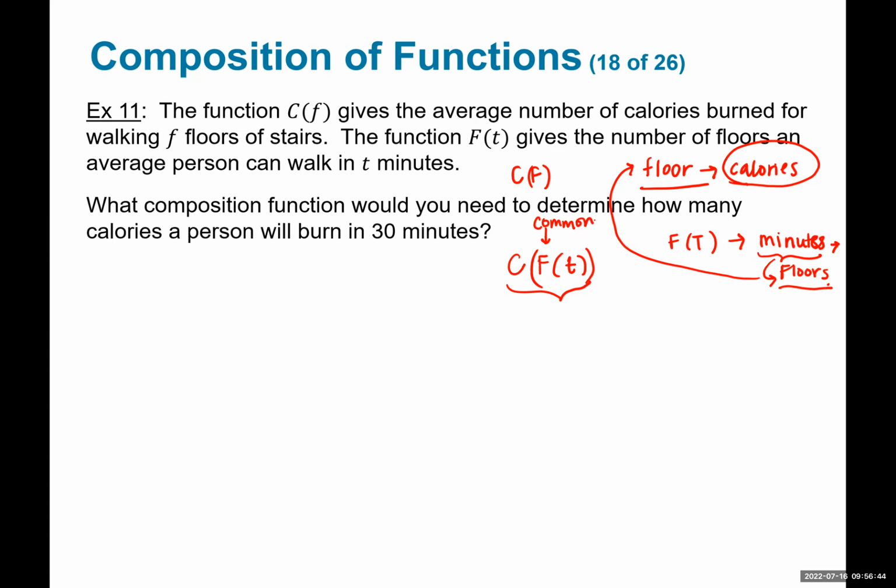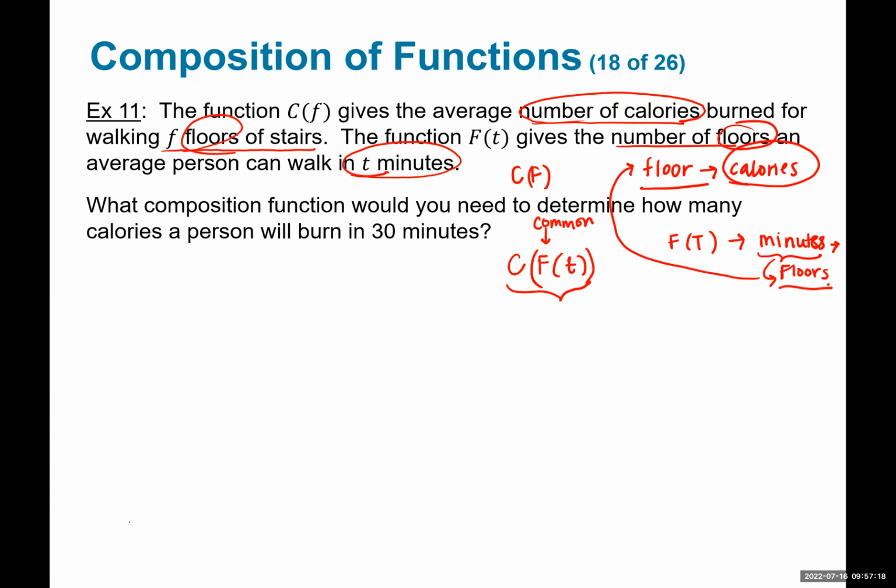So when I'm reading it again, I'm gonna slow this down because it's brand new. When I'm reading this, I'm gonna say the function C of F gives the number of calories for walking floors. F of T gives a number of floors. I see what's in common, floors and floors, that a person can walk in minutes. So we're working with minutes, floors, and calories, and you just got to realize how they're connected to each other.